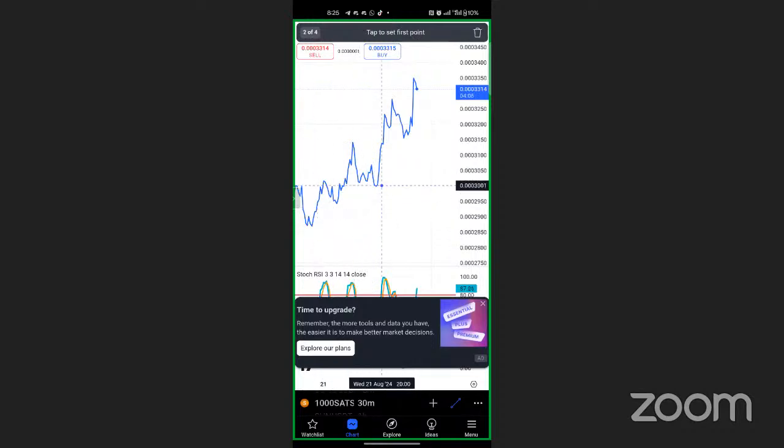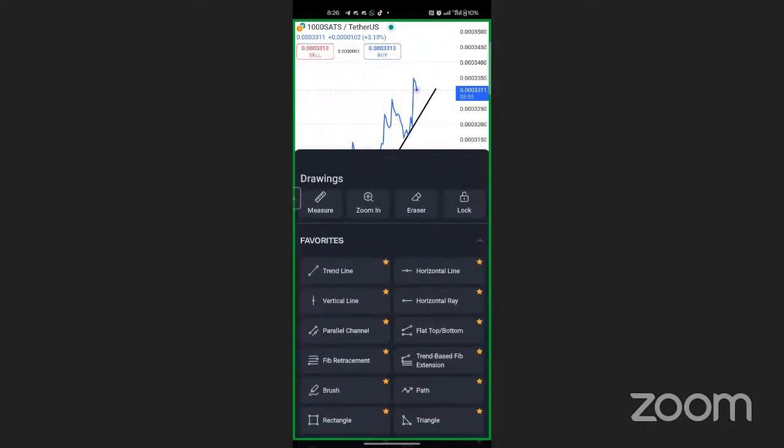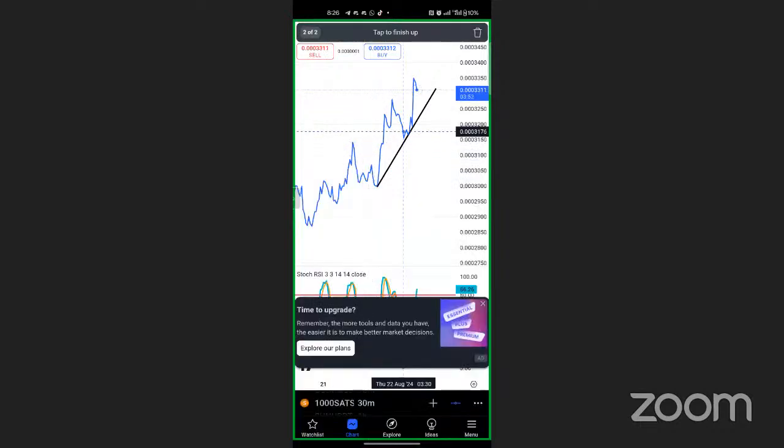So I pick this point and then I connect it to this point. So from here, where is the inverted V? Wherever I see an inverted V, I draw the line.